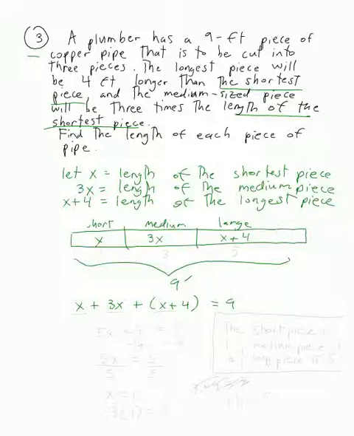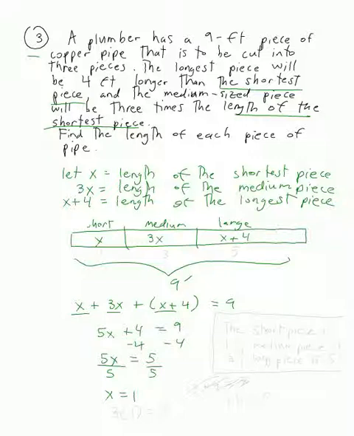You don't need to have these parentheses here, by the way. This is just so that it's clear that we're separating these three pieces. These are three different pieces that we're adding up. So let's combine our like terms. We have x plus 3x plus x. That gives us 5x plus 4 equals 9. And go ahead and solve for x. Divide both sides by 5. We get x equals 1.